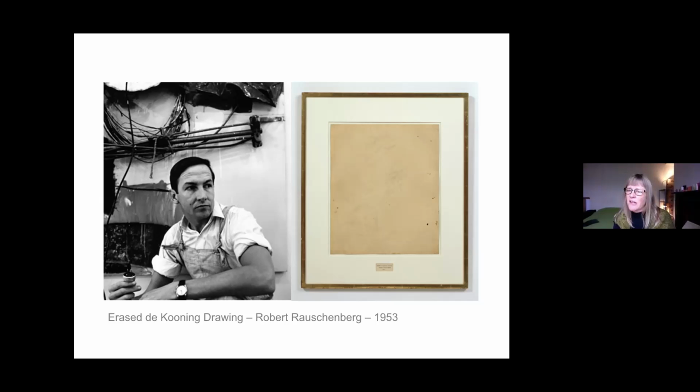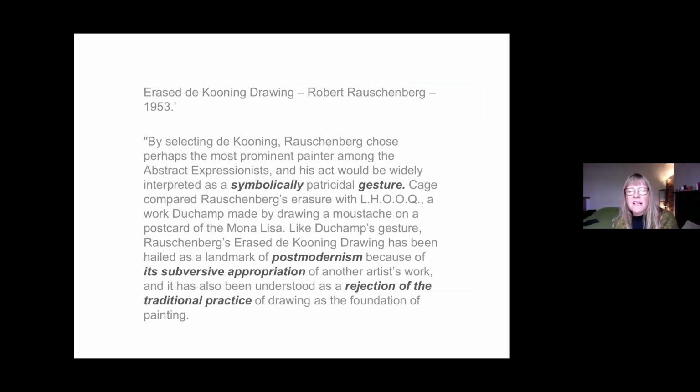There's a whole load of other criteria, but appropriation, subversion and invisibility are the three key aspects. There seems to be something about destruction as well in there, demolition, etc. It's also considered to be a symbolically patricidal gesture. I thought that's interesting, because a younger artist is erasing the older artist's work. So this idea of something younger emerging from some older established way of doing things, the rejection of traditional practices.